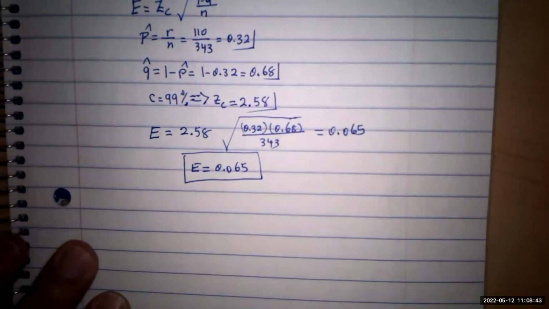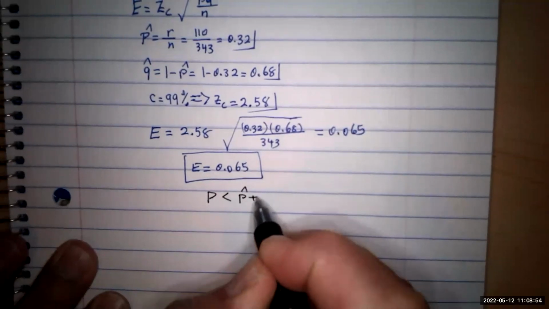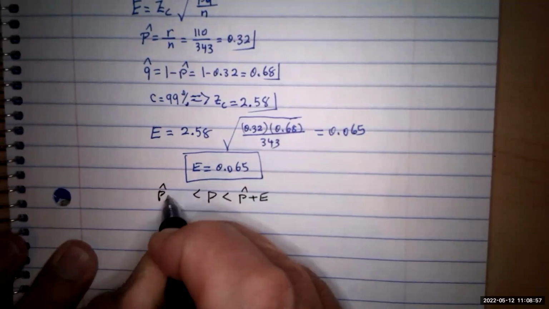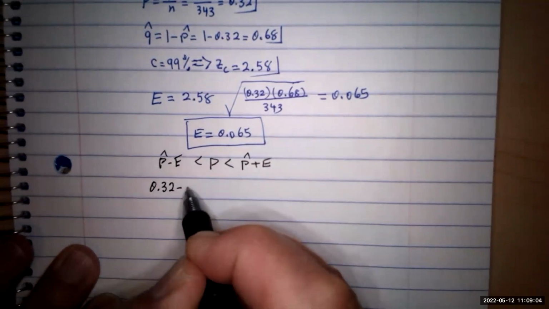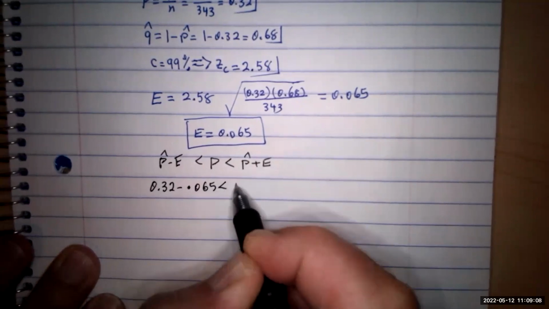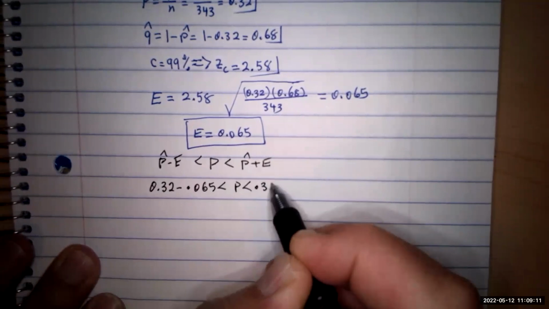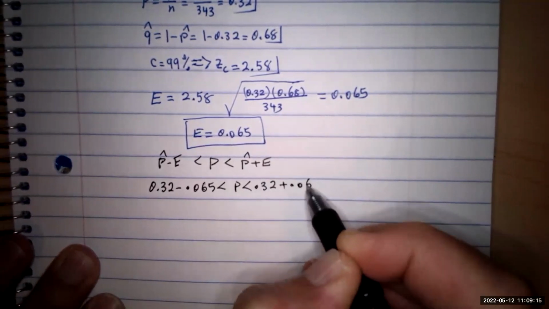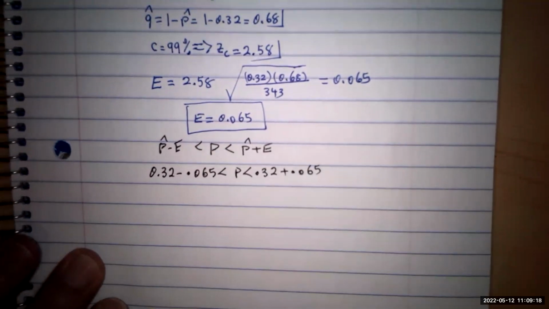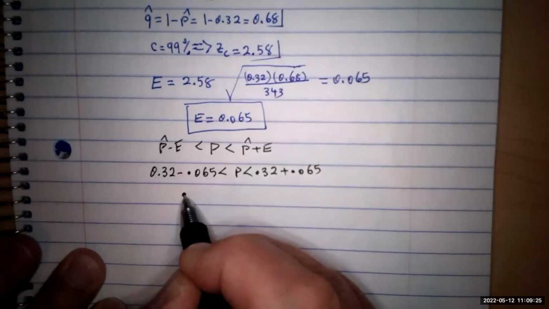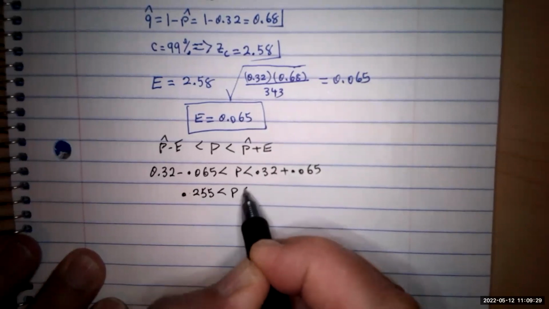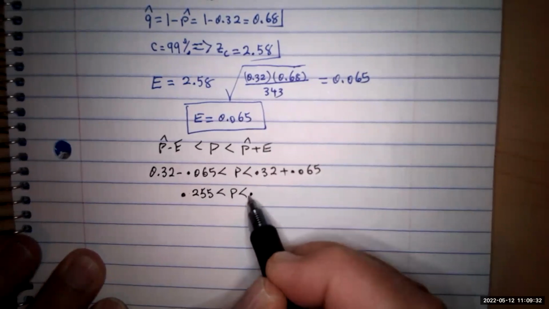We just put it into the format of the formula. The confidence interval for the proportion is P hat minus E less than P less than P hat plus E. Remember your P hat is 0.32. So that gives 0.32 minus 0.065 less than P less than, again, 0.32 plus 0.065. Okay, you put them together. You should get 0.255 less than P less than 0.385.